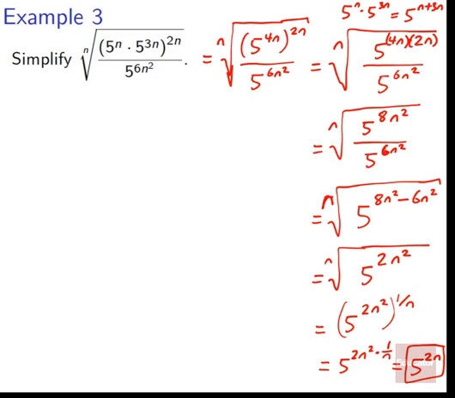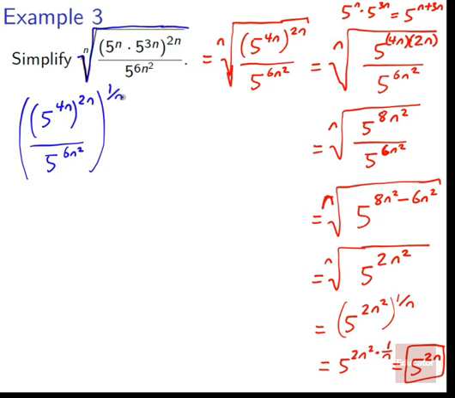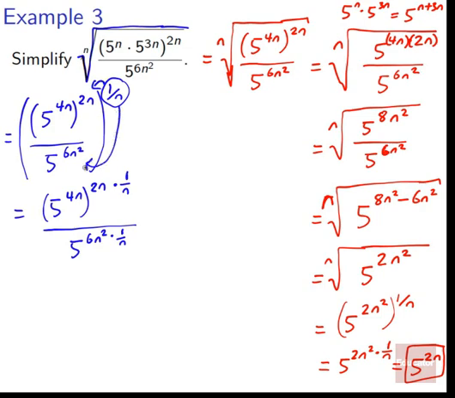Great. Alternative way we could have done this, though, is taking something to the nth root is 1 over n whenever we do it. So 5^n times 5^(3n), once again, that'll be 5 to the 4n because they add together. And that's all raised to the 2n over 5 to the 6n squared. Now, everything was under the radical, so the whole thing is raised to the 1 over n. Now, we can distribute this, and we can say that's 5 to the 4n. Let's leave that as 2n times 1 over n over 5 to the 6n squared times 1 over n, because this 1 over n will get applied to the top and to the bottom of our fraction.